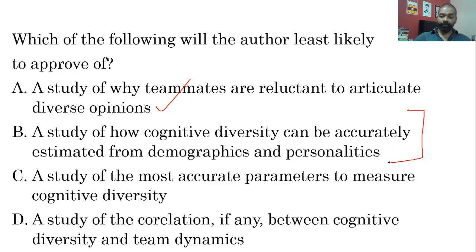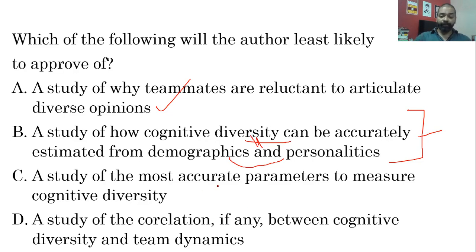Option B, a study of how cognitive diversity can be accurately estimated from demographics and personalities. Okay, we'll keep it aside because no, I don't think the author will agree with it. Why will the author not worry about it so much? Because the author does not even think that demographics and personality are connected to cognitive diversity. So why will the author say this is an important study, right? This is wasting time, money, and effort and whatnot.